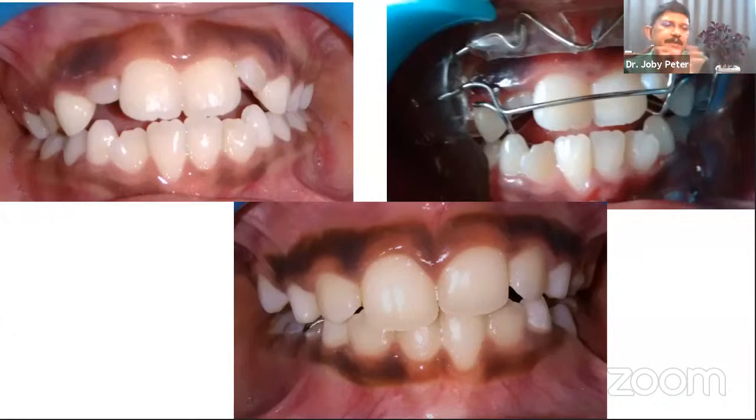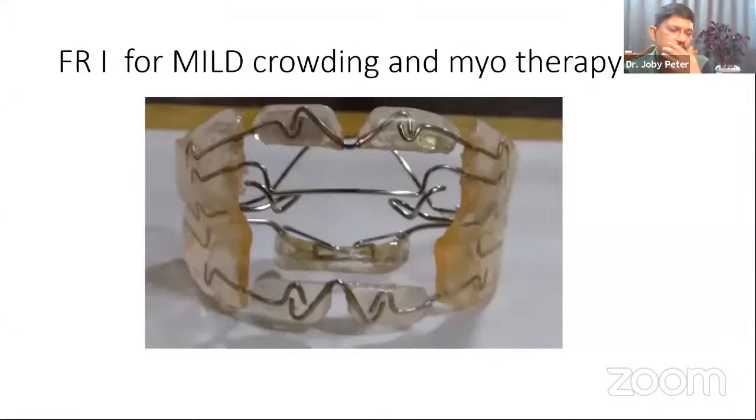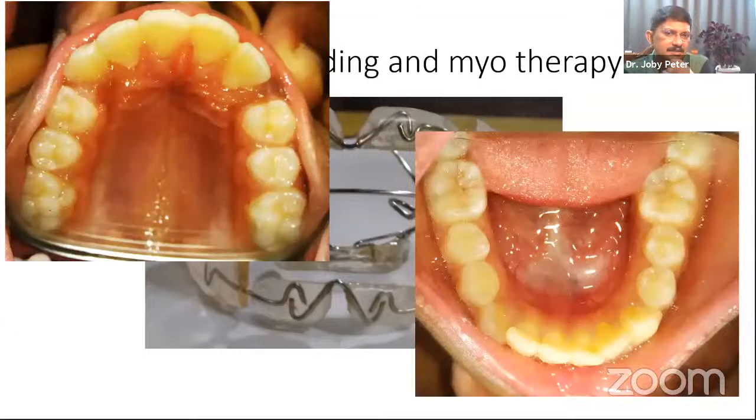So the best appliance for this would be a modified functional appliance, which was given to her. That is FR1, Function Regulator 1, for mild to moderate crowding with a functional problem, to correct it with myotherapy. The tongue training and all those things have been done for her. So this was the appliance given to her.